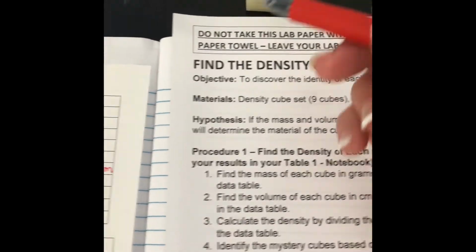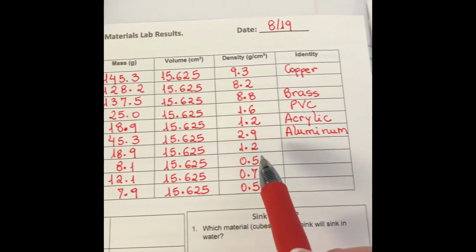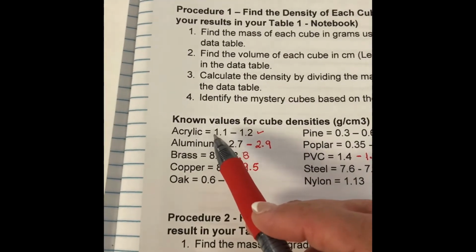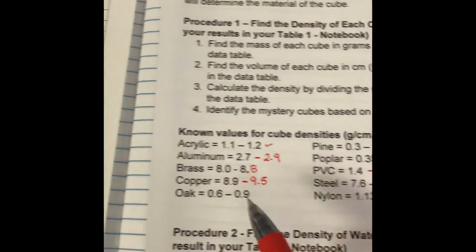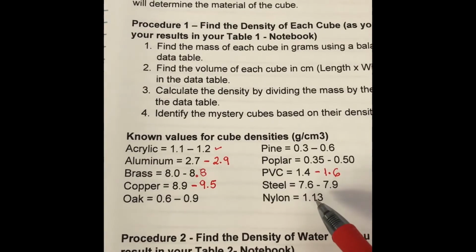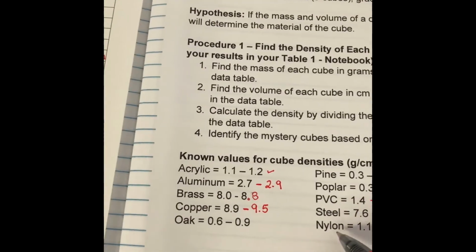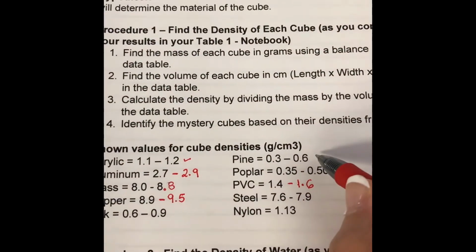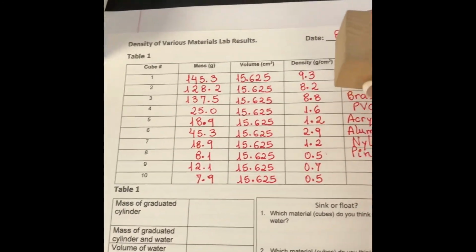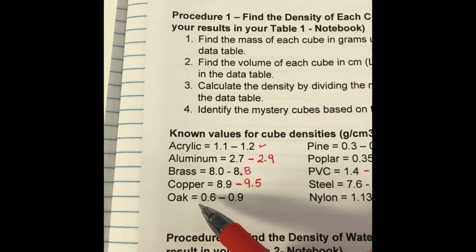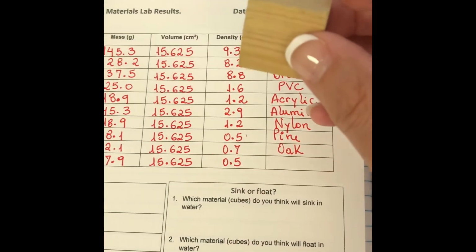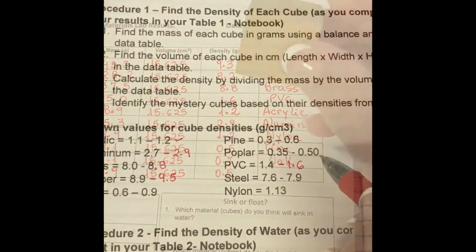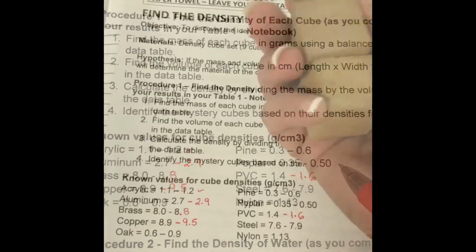This is my number 7. My number 7 is 1.2. So I know that it's not acrylic. The closest one to 1.2 will be nylon. Number 8 is 0.5. I would say it will be pine. Number 9 is 0.7. I would say it will be oak. Number 10 is 0.5. I would say it will be poplar.